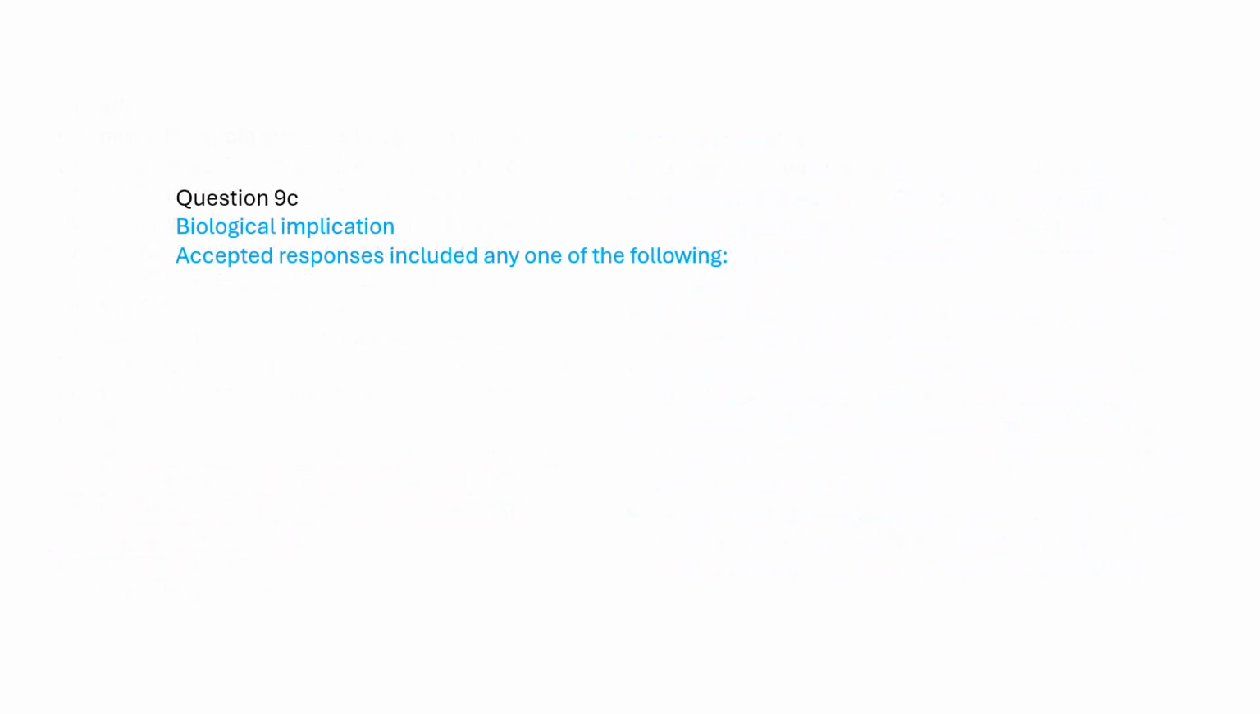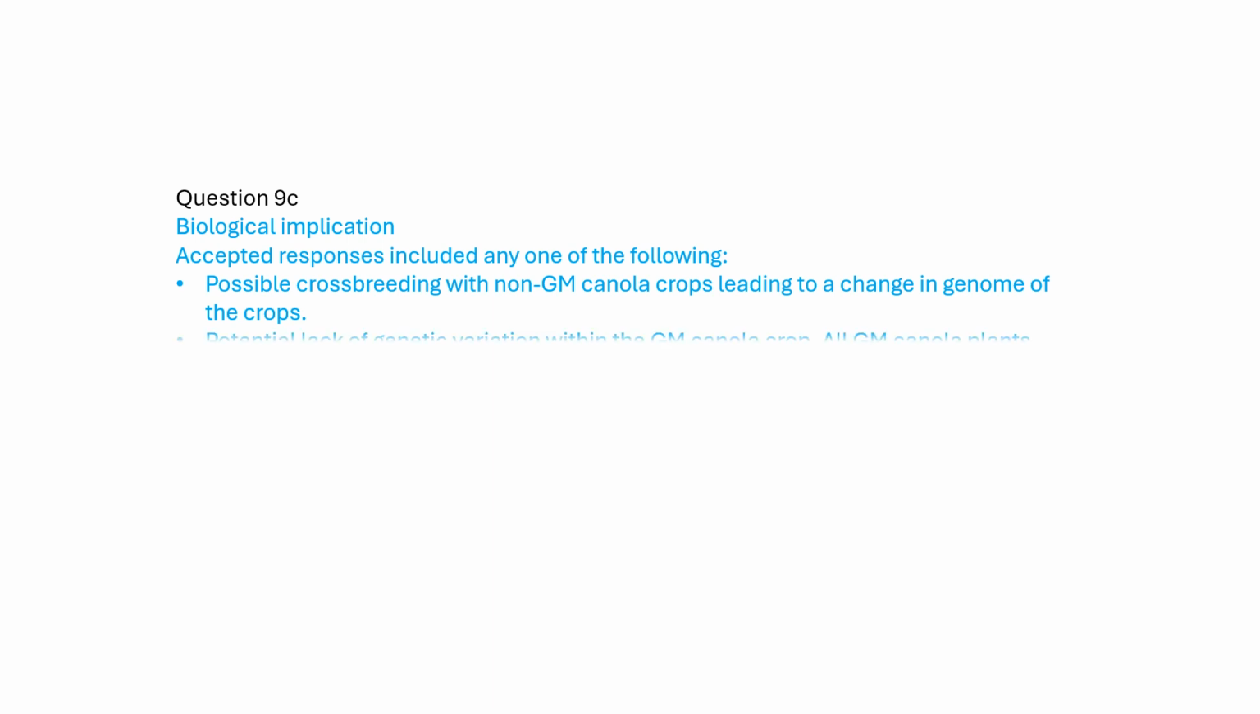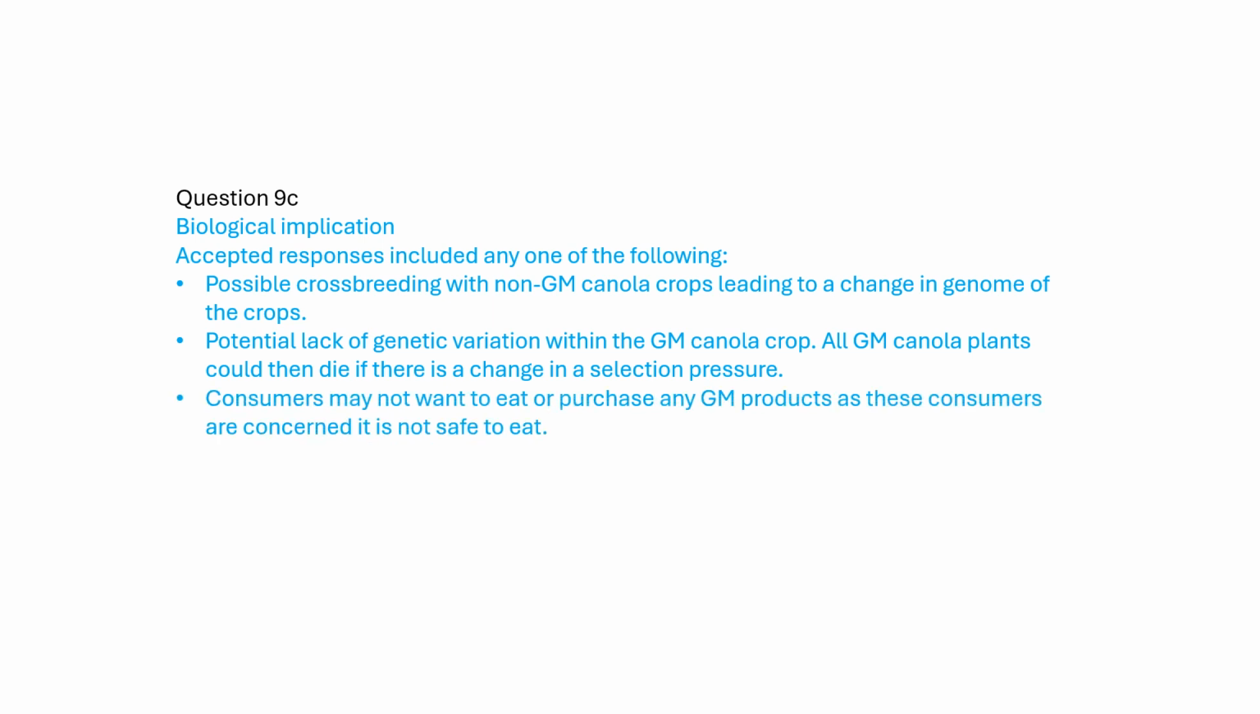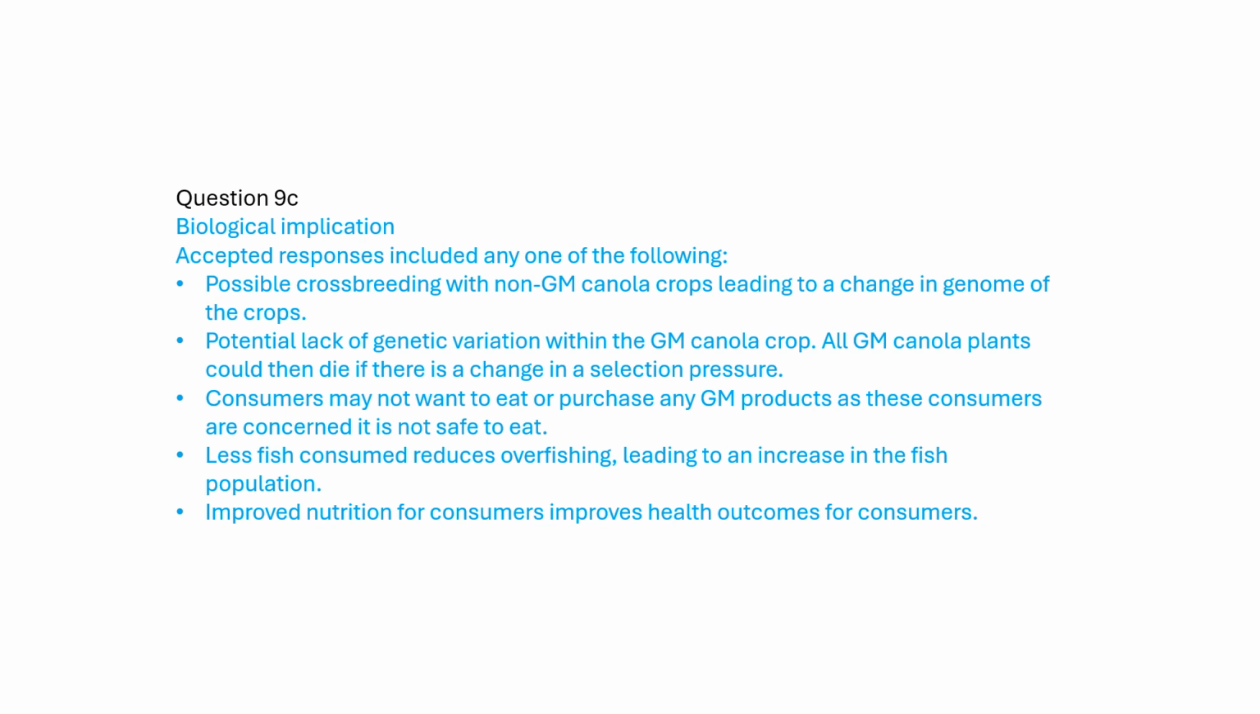Possible crossbreeding with non-GM canola crops leads to a change in the genome of the crops. Potential lack of genetic variation within the GM canola crop. All GM canola plants could then die if there is a change in selection pressure. Consumers may not want to eat or purchase any GM products, as these consumers are concerned it is not safe to eat. Less fish consumed reduces overfishing, leading to an increase in the fish population. Improved nutrition for consumers improves health outcomes for consumers.